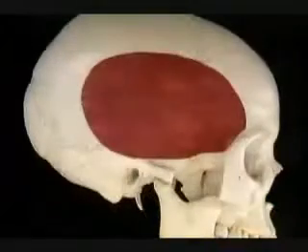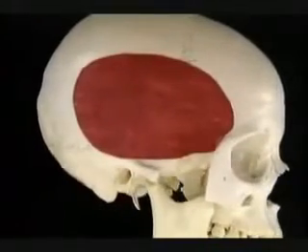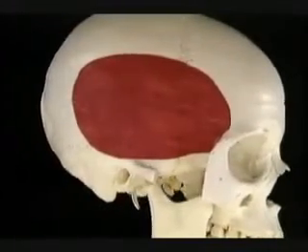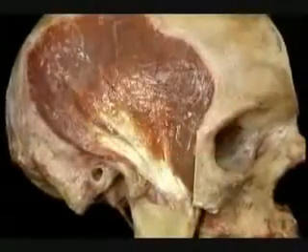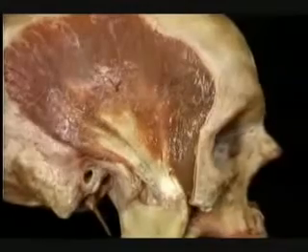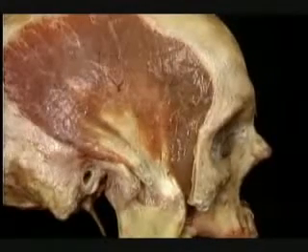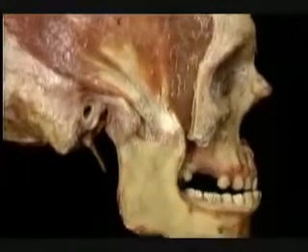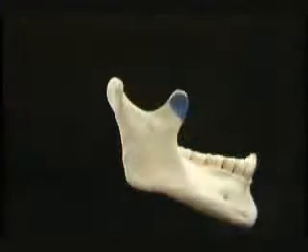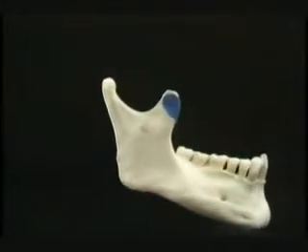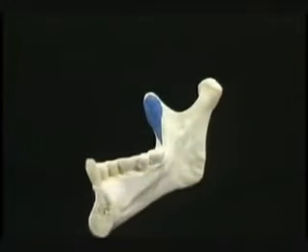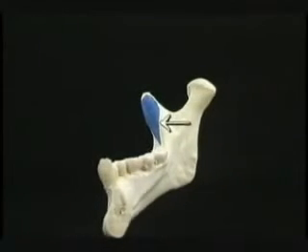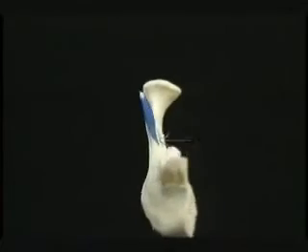The temporalis arises from the wide area on the side of the skull that lies within the temporal line. The fibers of temporalis converge from above and from behind on the coronoid process. They insert on the outer aspect and the inner aspect of the coronoid process, and also here on the anterior part of the ramus of the mandible.